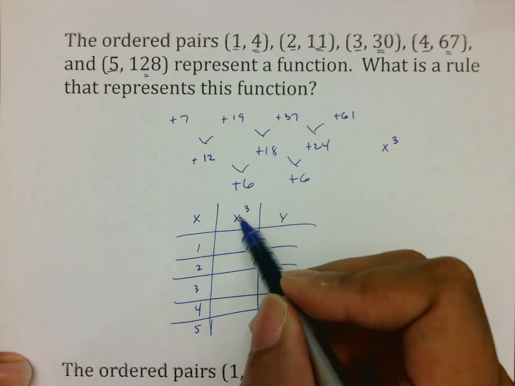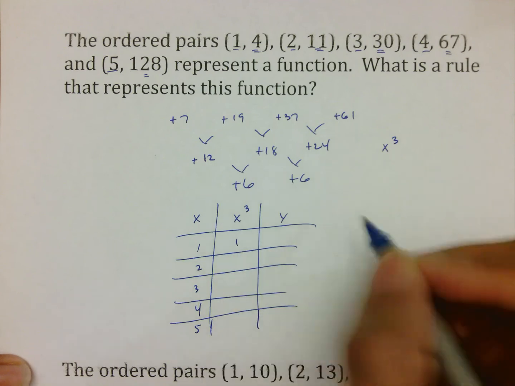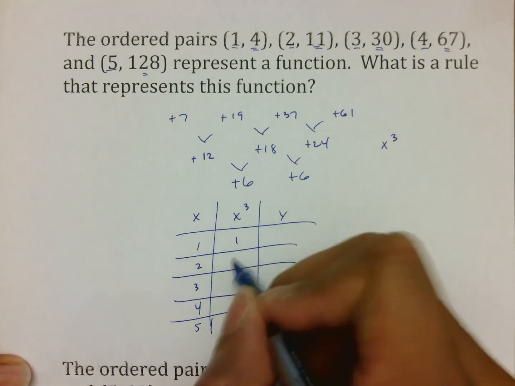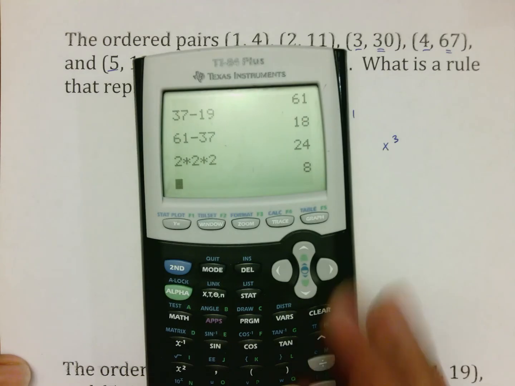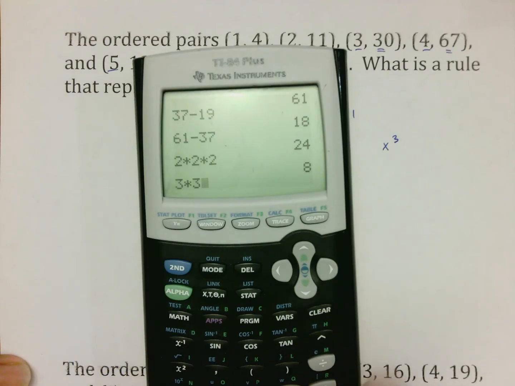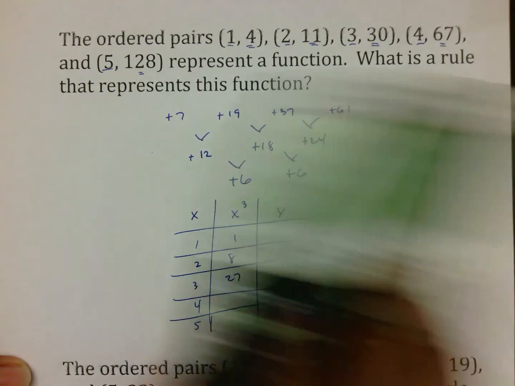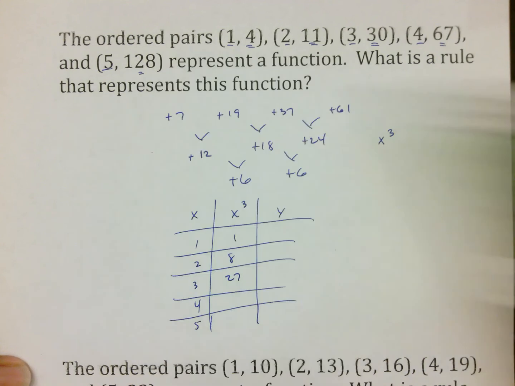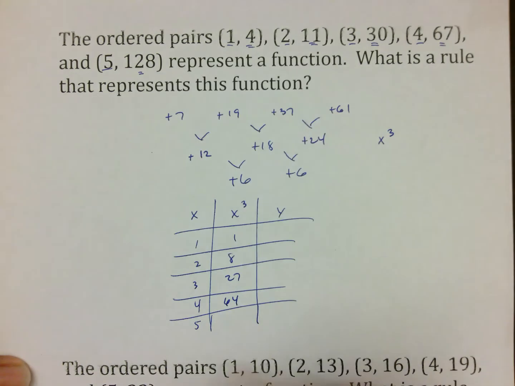Remember that x to the third means take that number times itself 3 times. So 1 times 1 times 1 is always going to be 1. 2 times 2 is 4 times 2 is 8. 3 times 3 times 3 is 27. 4 times 4 times 4 is 64. And 5 to the third is 125.